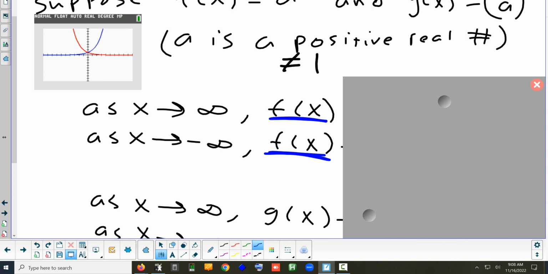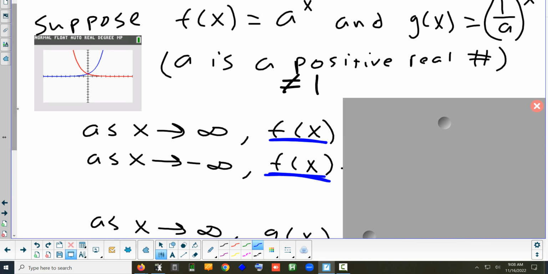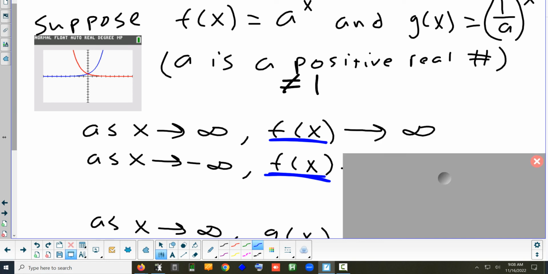Look at the graph in blue. As x gets bigger and bigger, what happens to the y value for the graph in blue? It goes to infinity. As x gets bigger and bigger, so does f of x. Remember, f of x just means y.